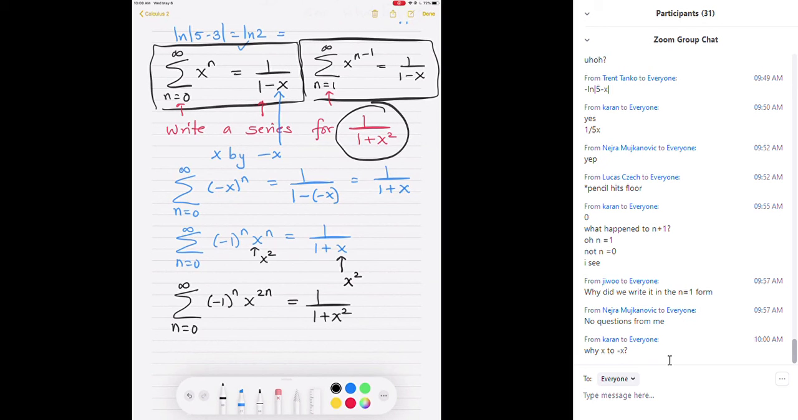So I'm just going to say here, what was the radius of convergence here? It was 1. What was the interval of convergence? Negative 1 to 1. What did you do? You just replaced x by negative x, and then you replaced it by x squared. So what happens to the radius of convergence? Oh, you are just going to keep it the same, isn't it? The radius of convergence is still going to be 1.